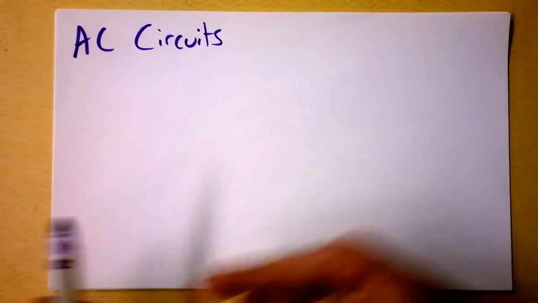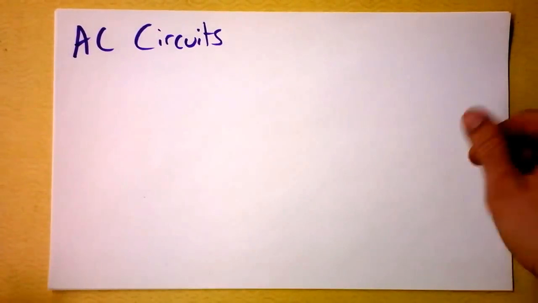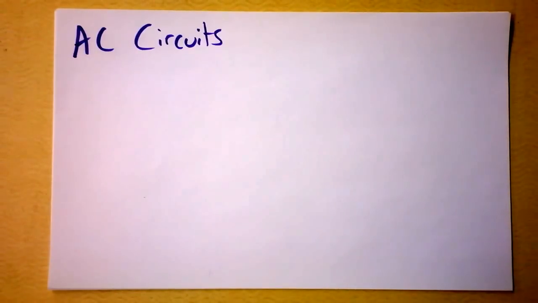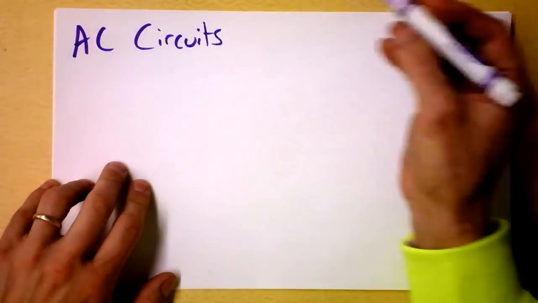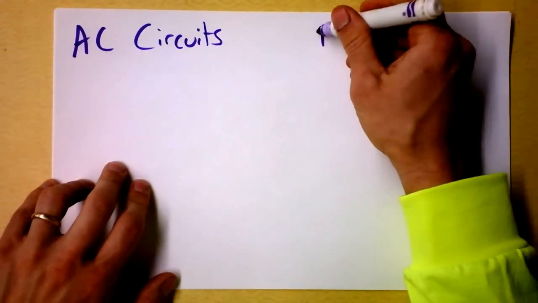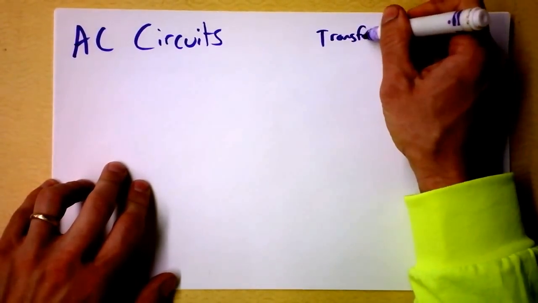And Tesla said, no, let's have it go this way, and then that way, and then this way, and then that way, sloshing back and forth. And as you can see, Tesla won out for household distribution. And there are a lot of reasons for that. One of them is the idea of transformers. One of them we'll talk about in a little bit.